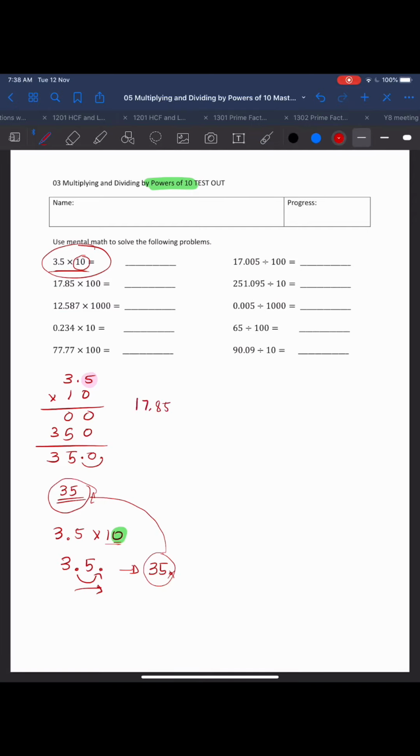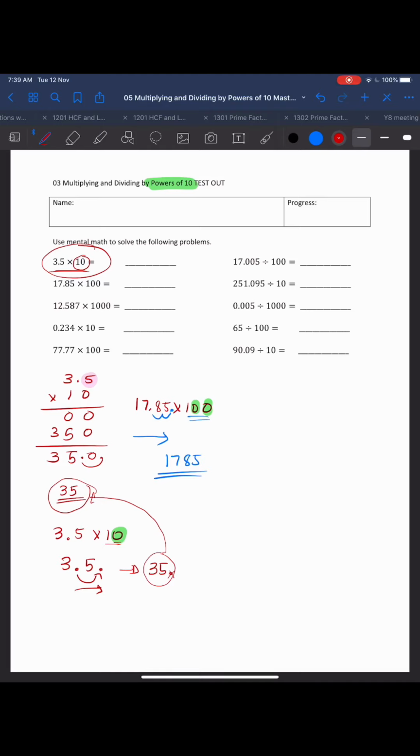17 and 85 hundredths times 100. How many zeros do you see? 1, 2. So that means we move the decimal point 2 places to the right, since this is a whole number. Okay, so 1, 2, and so the answer is 1785.